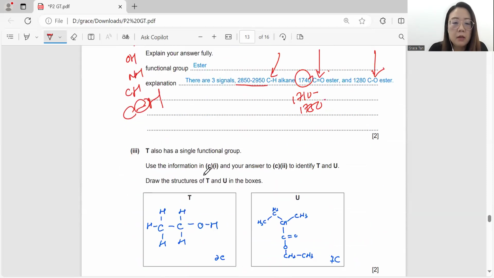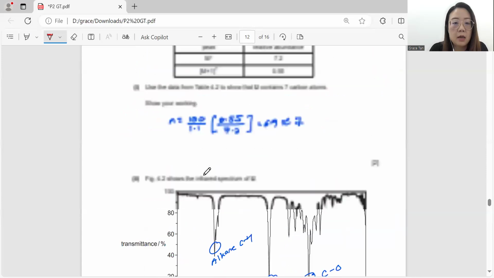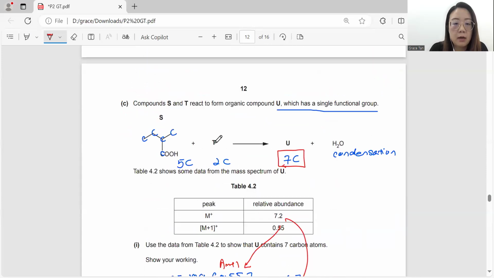Now, let's look at T. Where is T? T. Okay. Now, U has 7 carbon. I count S now: 1, 2, 3, 4, 5. There are 5 carbons in S. So that means your T, the other reactant, has 2 carbon. 5 plus 2 will give 7.